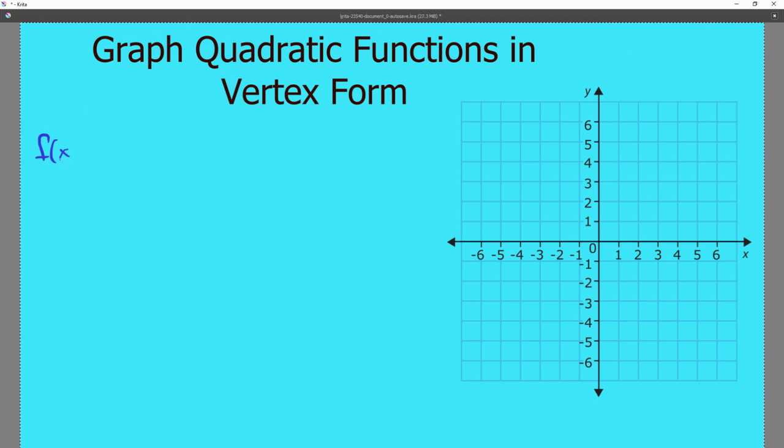I have f of x is equal to negative 3 times (x plus 1) squared minus 5. Okay, so my vertex is at negative 1. Remember, opposite of this, and the same as this. So negative 1, negative 5. So here's negative 1, negative 5.